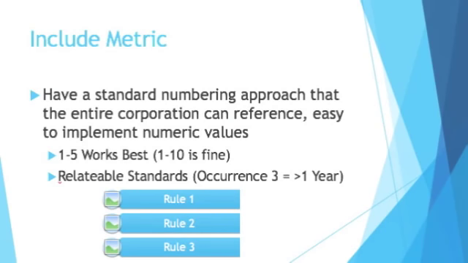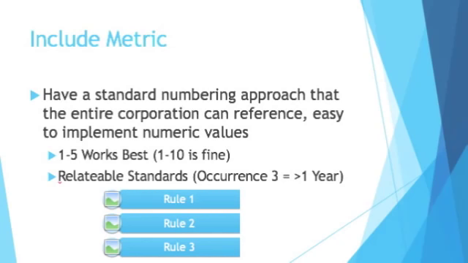Alright, so it's important to note with FMEAs, always include a metric on every FMEA you do. And it's good to have a standard numbering approach that the entire company uses. And it's good to have easy to implement numeric values. So for your scales, 1 to 5 works best just because there's less arguing amongst a score. If you have 1 to 10, people can argue, is this a 7 or is this an 8? But a 1 to 5, there's going to be a lot less arguing. But in general, if you have really good definitions of what a score means, there won't be much arguing.